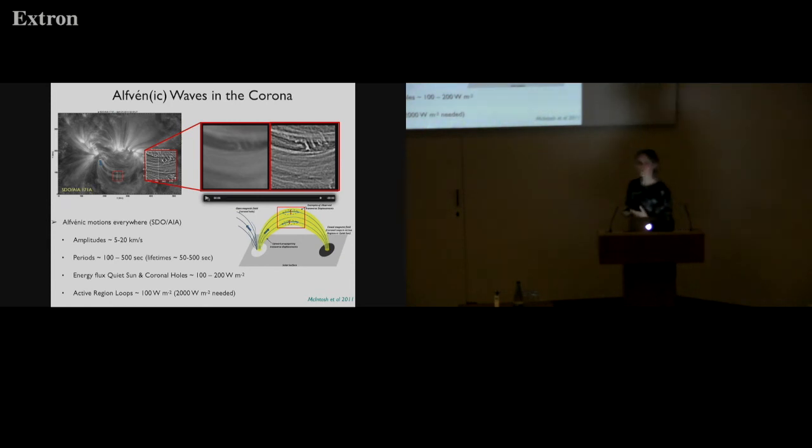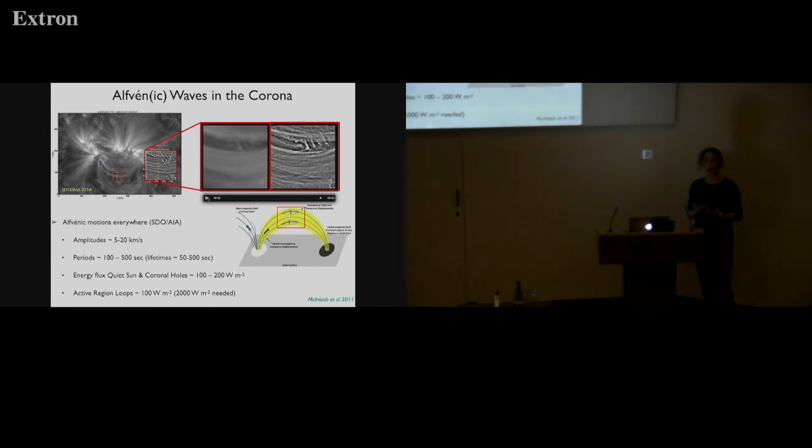Again, they analyzed it and compared it with Monte Carlo simulations. They found an energy that would be sufficient for quiet sun or coronal holes, but for active region loops, they actually found that there was almost an order of magnitude too little energy in these particular observations. Okay, these are only intensity observations, so all you're getting here is a swaying of that structure.